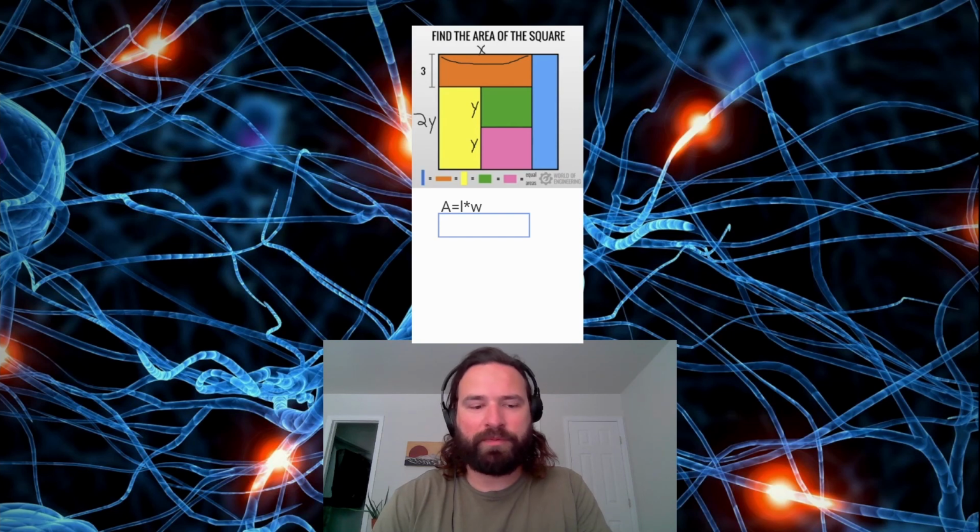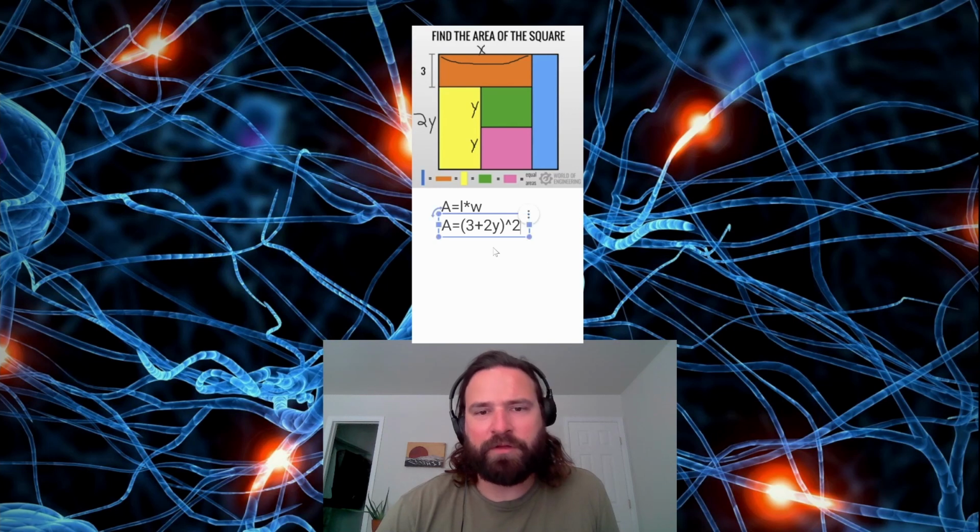So another way to represent that would be the area equals (3 plus 2y) squared. So now I know that if I can figure out what y equals, I'm going to be able to solve this equation, because this equation only has one variable in it, and that's y.